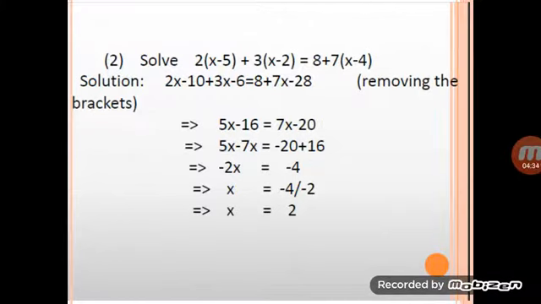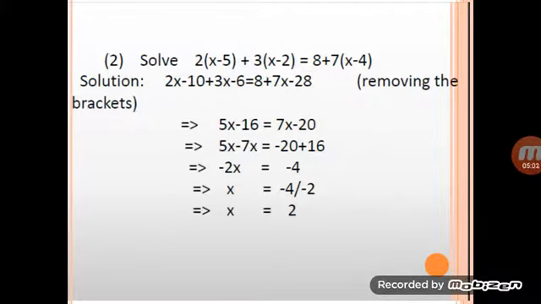Next solution: 2 into x minus 5 plus 3 into x minus 2 equal to x plus 7 into x minus 4. Recall the expansion of the expressions. We have to expand it. 2 will be multiplied with x and 5 both. The outer number is going to multiply with both numbers inside the bracket, and hence as a result we have 2x minus 10 plus 3x minus 6 equal to 8 plus 7x minus 28.